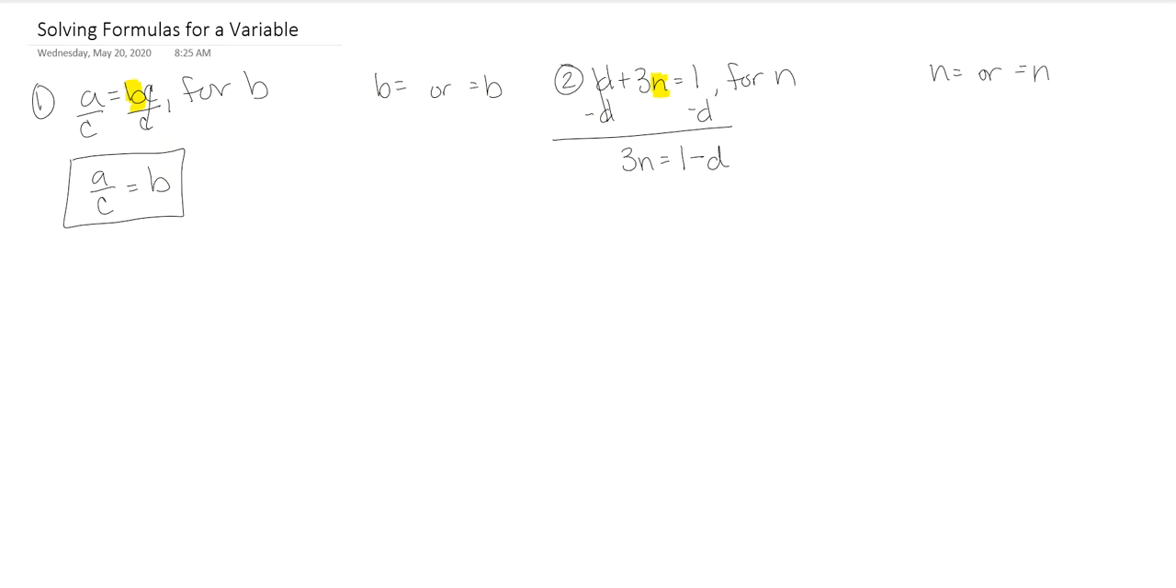Since we're dealing with variables, you have to keep numbers and variables separate. And so it's just 1 minus D. Then we're going to get that 3 away from that N, because again, we want this to be all by itself. So we're going to divide both sides by 3. Since that 3 is multiplied times N, we have to divide to get that to become just 1N. And then what you see on that right is your actual answer: 1 minus D all over 3.